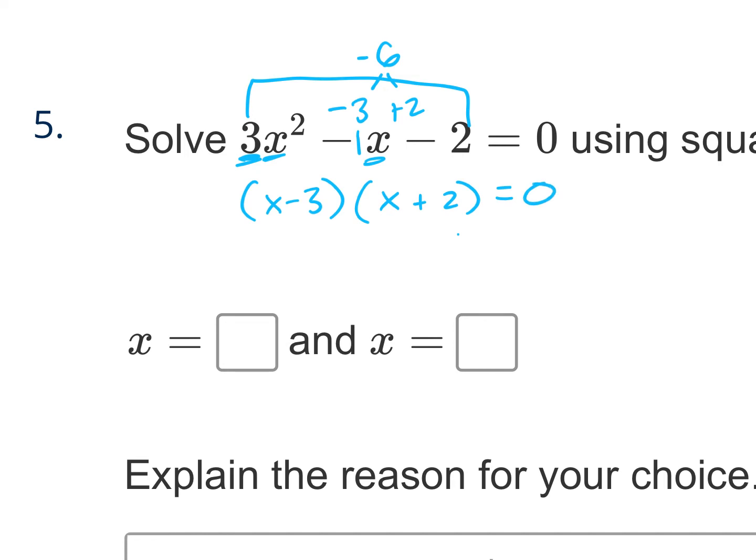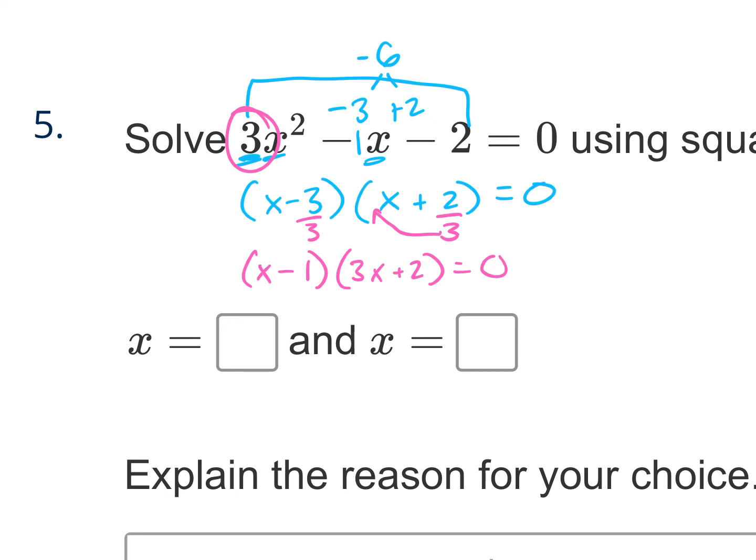So if I started by multiplying, what do I have to remember to do? Divide. So I would divide both of these numbers by 3. Simplify if we can. So I have x minus 1. And if we can't simplify, we bring it in front of the x. So 3x plus 2.